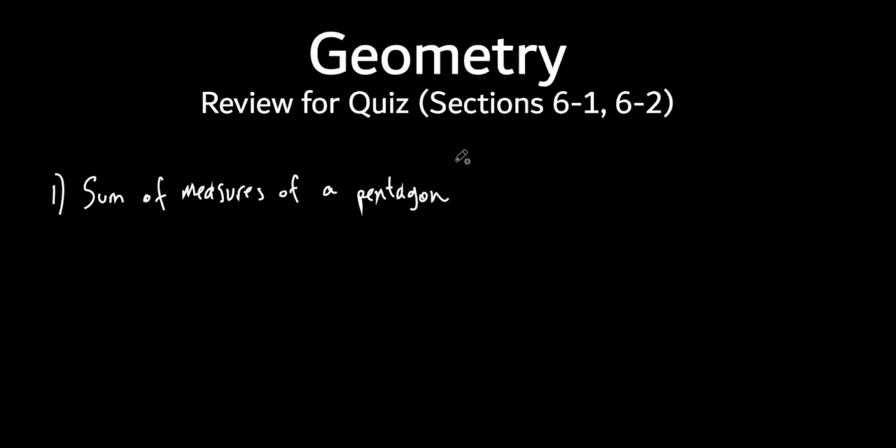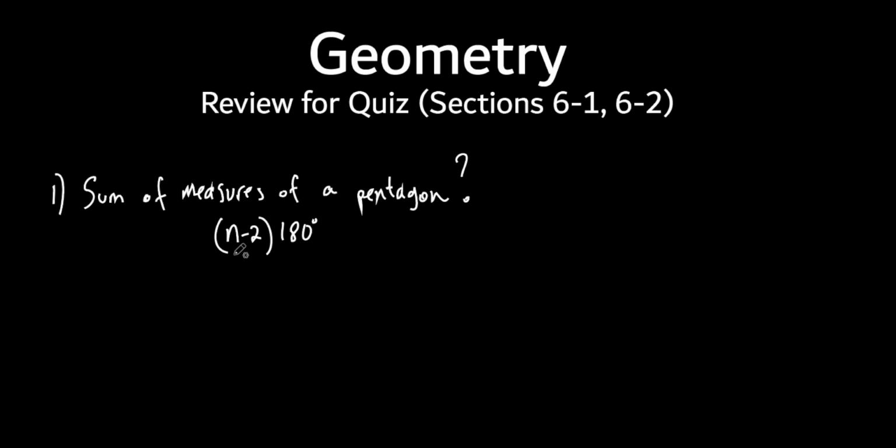All right, so how would you find the sum of the measures of a pentagon? What do all five angles add up to is what they're asking you. Do you remember a little formula for it? 180, yeah, 180 is involved. N minus 2, you got it. N minus 2 times 180. So that's your formula right there.